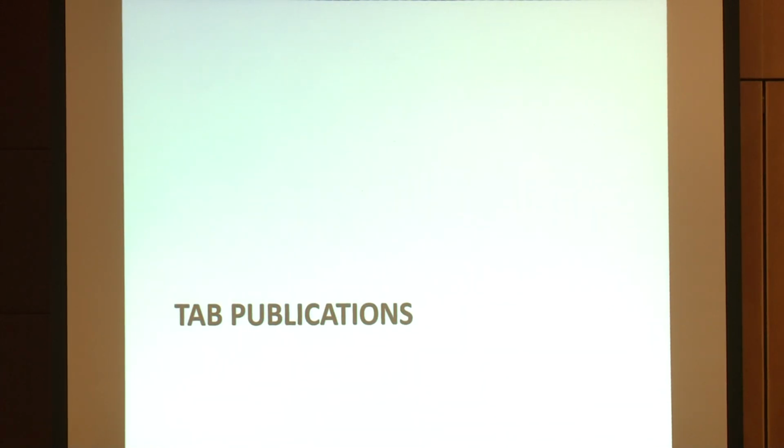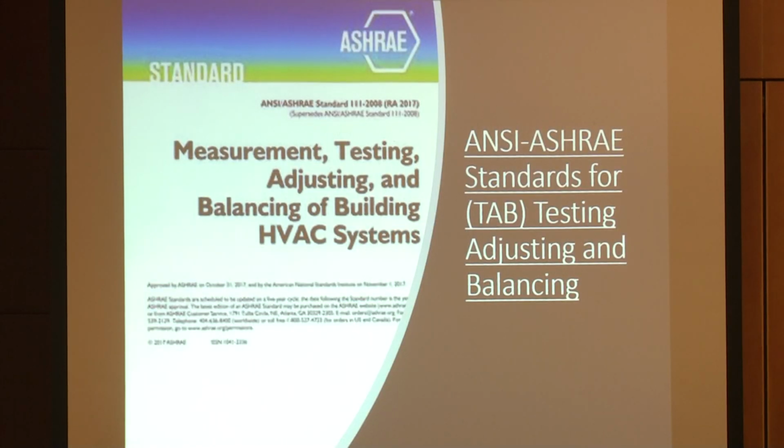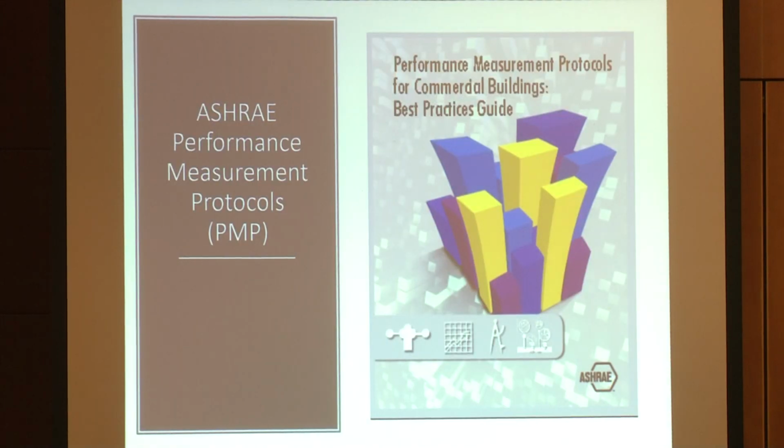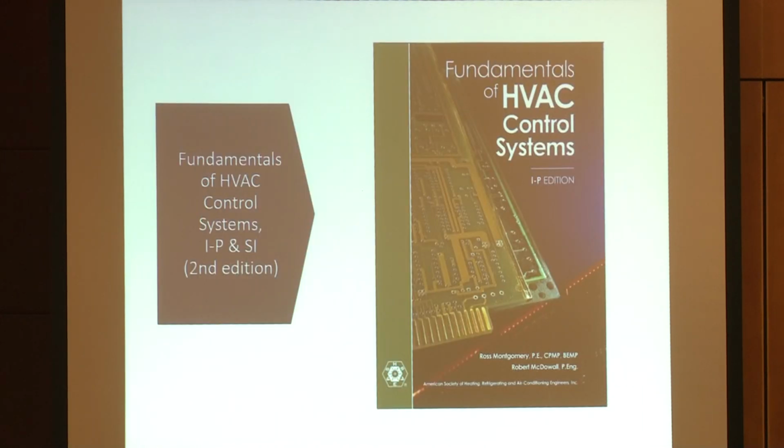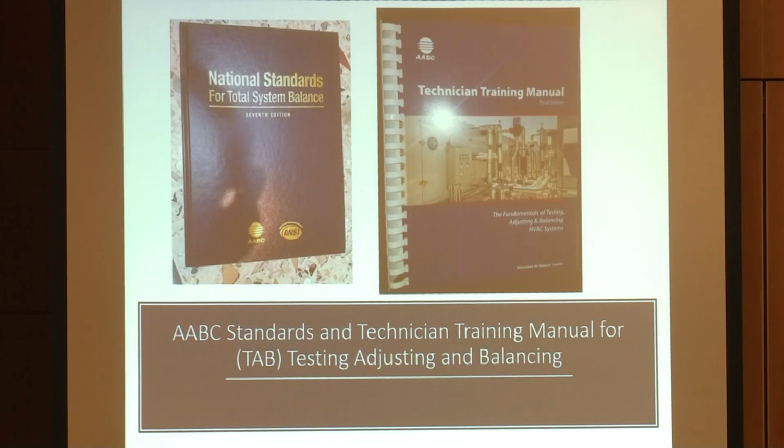As far as publications that we use in our work, we use the ASHRAE standard, of course, which is ASHRAE standard 111. It's been around a long, long time, good standard. We also use other publications like the PMP, the Performance Measurement Protocols, Fundamentals of HVAC Controls, and then each one of the tab procedural companies have their own sets of manuals and documents.